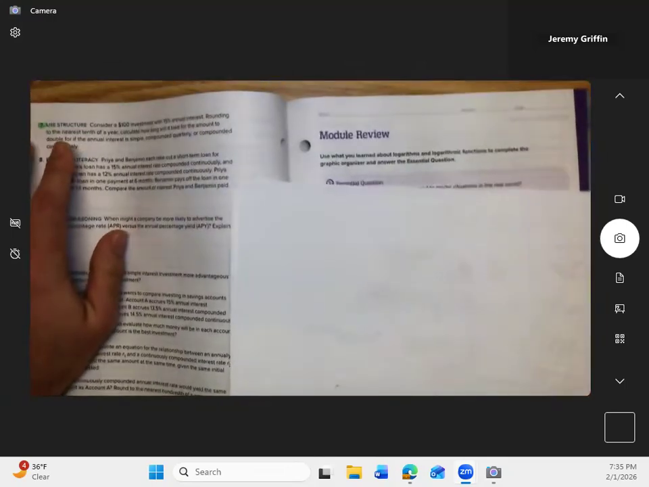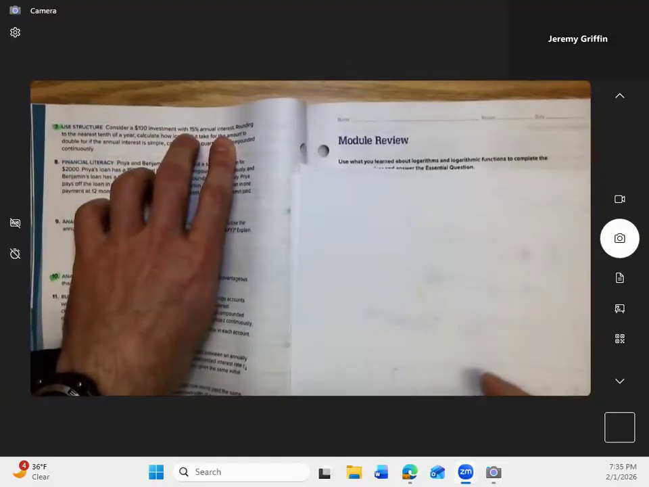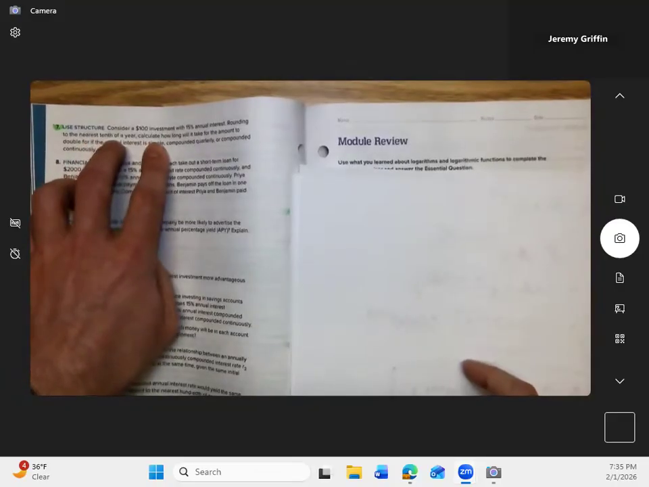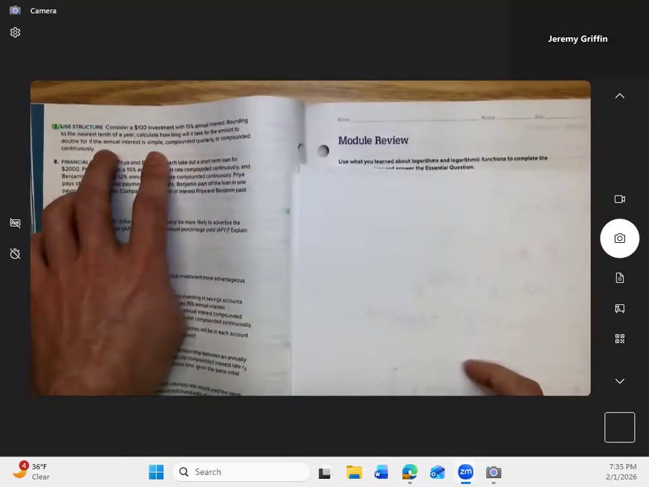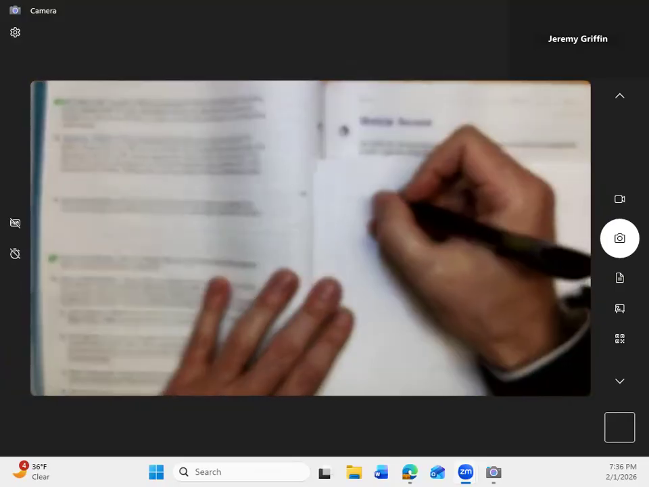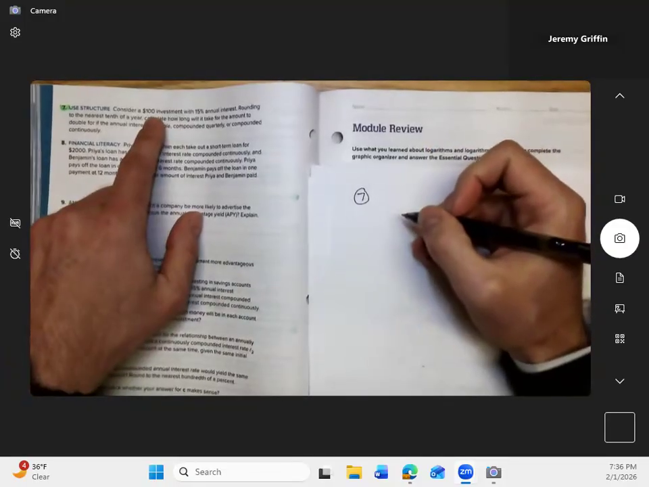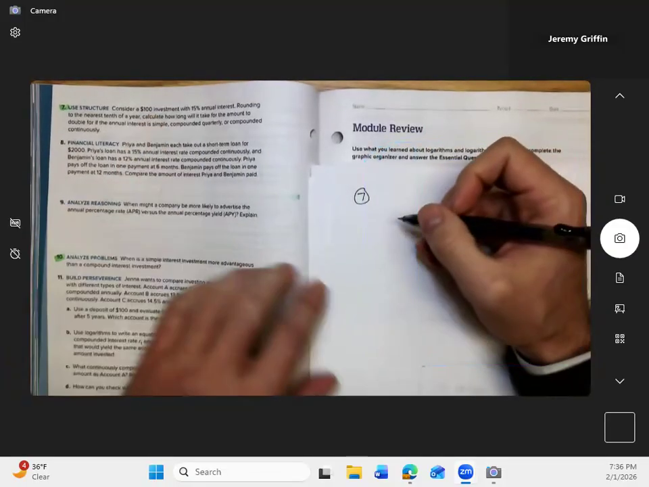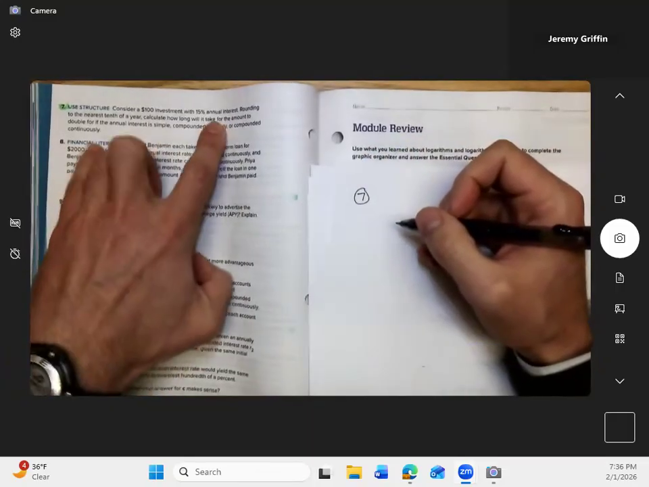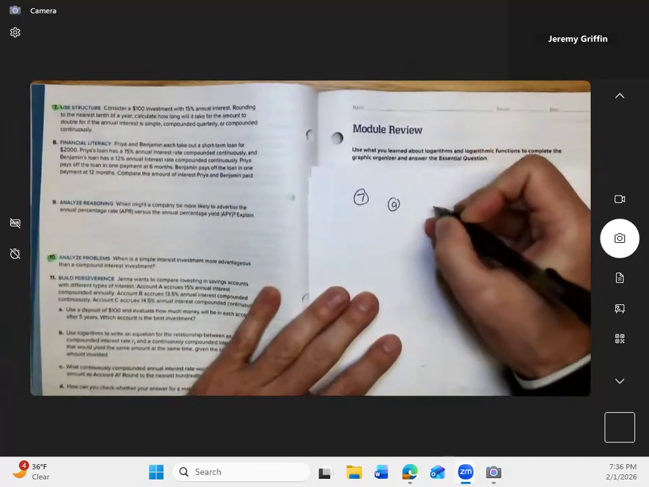All right, so let's do a couple more with you guys. Number 7: consider a $100 investment with 15% annual interest. Rounding to the nearest tenth of a year, calculate how long it will take the amount to double if the interest rate is simple, compounded quarterly, or compounded continuously. I don't think the answers are going to be radically different from each other, but let's play it out and see. The $100 doesn't matter specifically, it could be anything, because we want this to double regardless. So I'll call these questions A, B, and C.